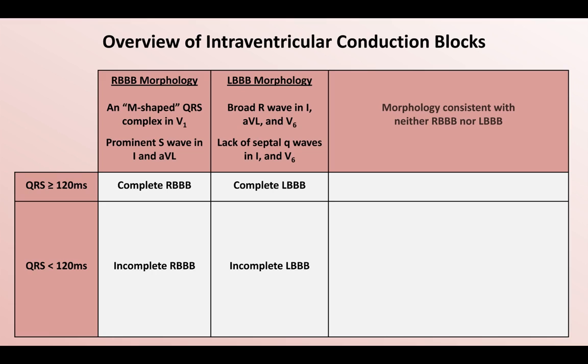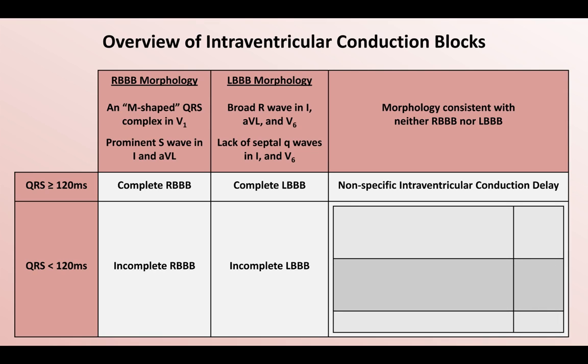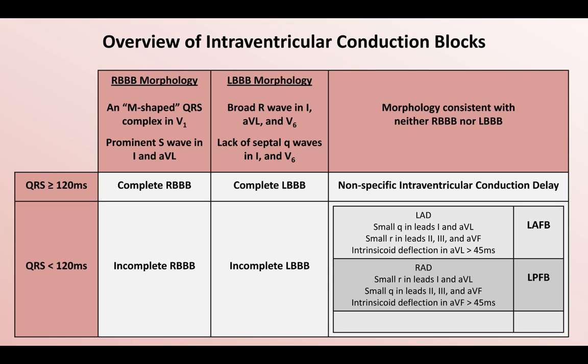If the QRS morphology is consistent with neither right nor left bundle branch block, and if the QRS duration is prolonged, a nonspecific intraventricular conduction delay is present. If the QRS duration is normal, then one needs to examine things even more carefully, looking for criteria for either left anterior fascicular block or left posterior fascicular block. If none of this is present on an EKG with a normal QRS duration of less than 120 milliseconds, there is no intraventricular conduction block. That is, intraventricular conduction is normal.